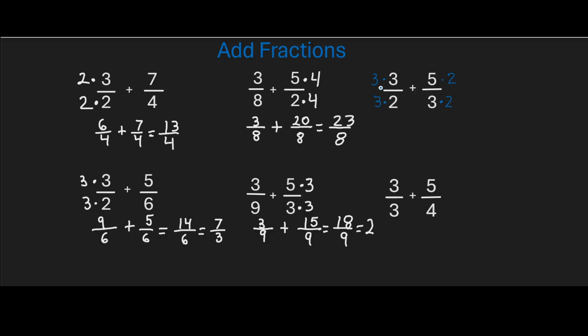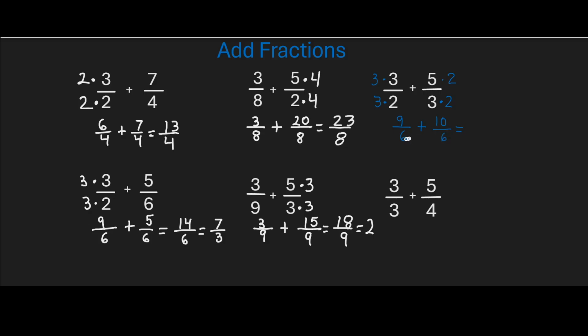Well, let's go ahead and start multiplying. 3 times 3, you're going to get 9. And 3 times 2, you get 6. Then the plus sign, I'm going to just bring it down. 5 times 2, that's how you're going to get 10. And then 3 times 2, that's how we're going to get 6.